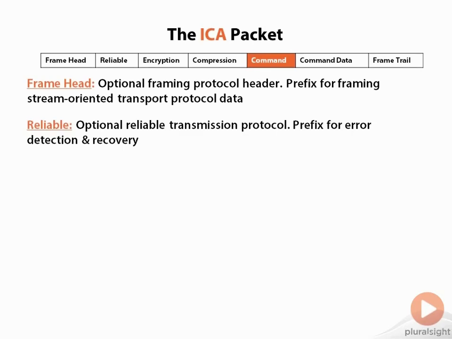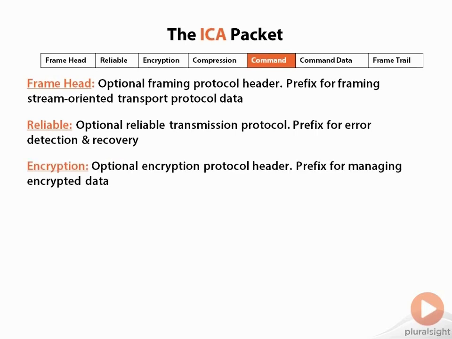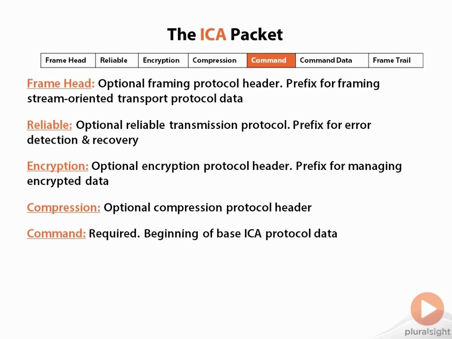Then you have the reliable. If you want to add reliability options within the ICA packet for the transmission protocol, then you would add the reliable frame. You have the encryption. If you're trying to encrypt that ICA protocol for higher security, then you can add that as well. Again, that's an optional component. You have compression. Maybe it is a link that has very limited bandwidth and you want to compress it more than normal, then you would add that compression value to it as well.